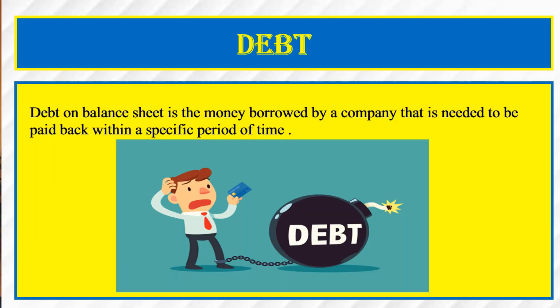Debt on the balance sheet is the money borrowed by a company that needs to be paid back within a specific period of time. It could be short-term debt, which needs to be paid back within 1 year. This short-term debt is shown under the current liabilities section on the liabilities side of the balance sheet. Whereas if money is borrowed by the company which needs to be paid back after 1 year, then this is known as long-term debt. This is shown under the long-term liabilities section on the liabilities side of the balance sheet.